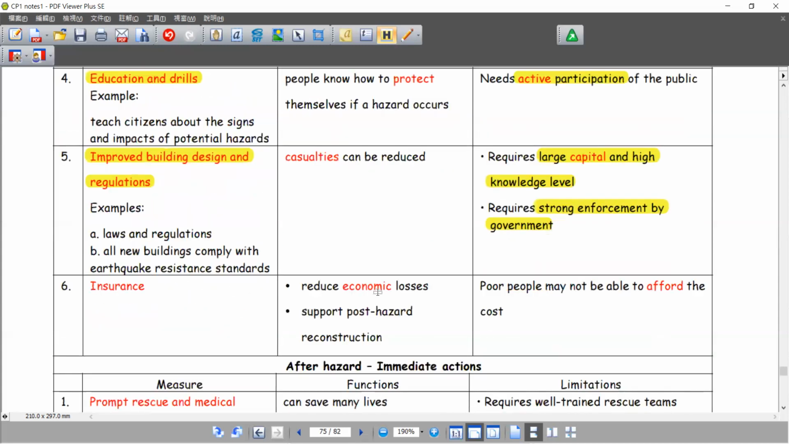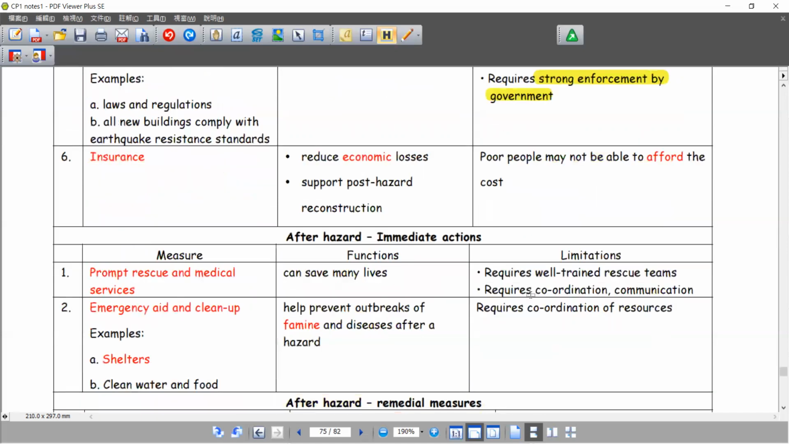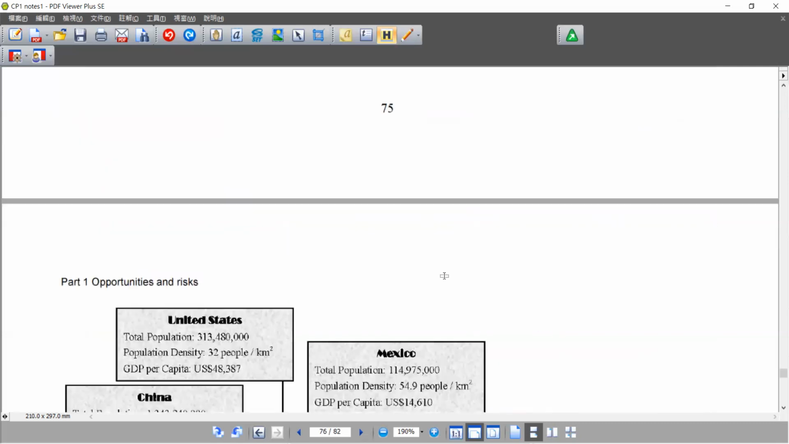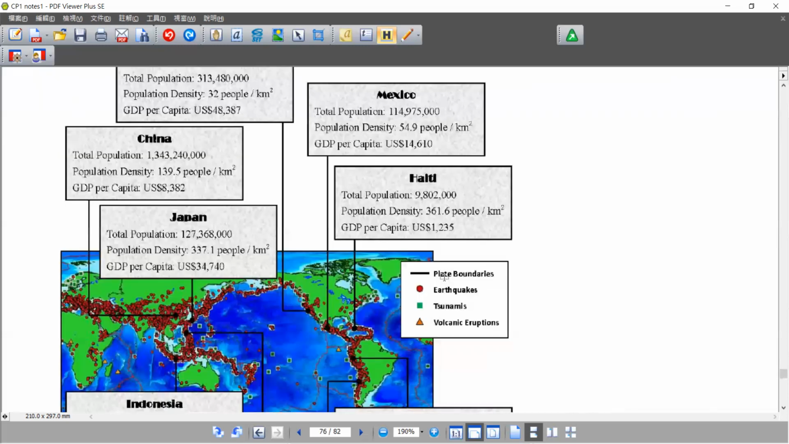Then insurance: again, economic loss can be reduced. But the poor people may not afford the cost. So on and so forth. I'm not going to tell you one by one, because later on these things may not really have happened in the DSE before, so pardon me for skipping it.